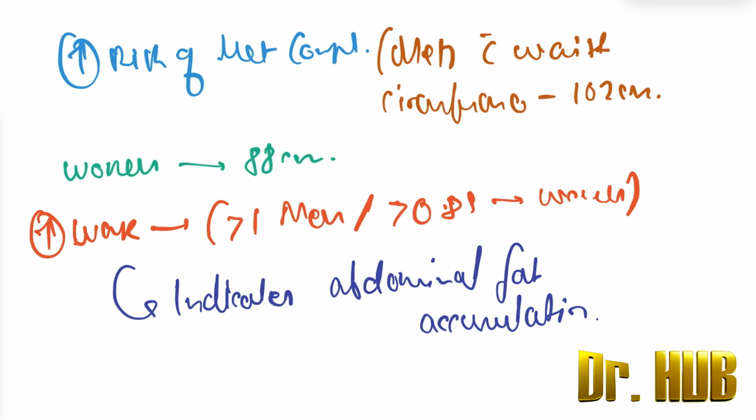So what are the other indicators of body fat? It includes the total body water as well as the total body potassium and the body density.